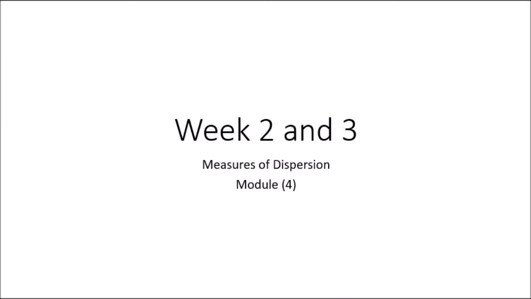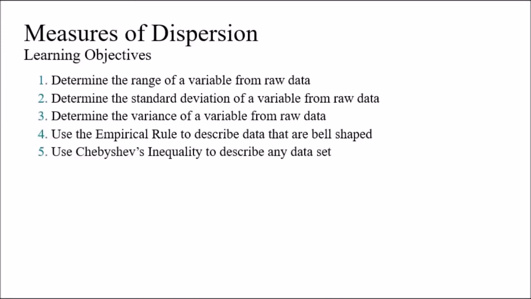Remember last week we talked about measures of central tendency and we calculated the mean for our data, the median and the mode. This week we will talk about measures of dispersion and we will determine the range of a variable from raw data. We will determine the standard deviation of a variable from raw data. We will determine the variance of a variable from raw data, and we will use the empirical rule to describe data that are bell-shaped and use Chebyshev's inequality to describe any data set.